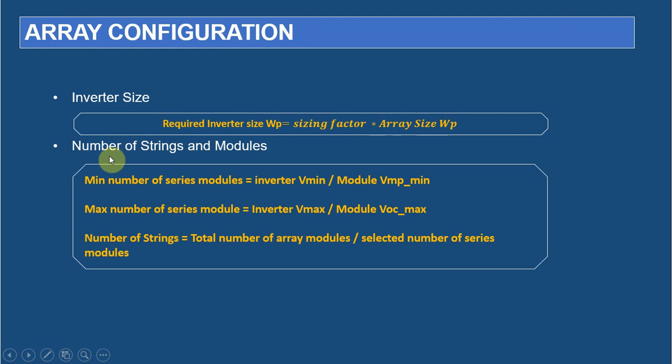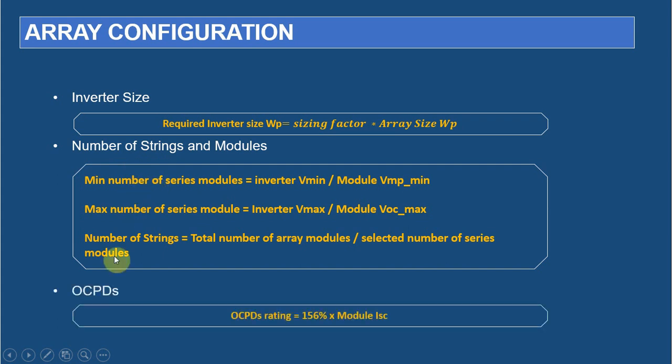Another important thing is the number of strings and modules in series, and we already calculated this in one of the lectures, so we are going to use the same equations we used there. And finally, the overcurrent protection devices, we will calculate it by using this equation, 156% of the module short circuit current.